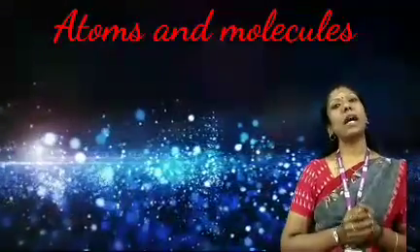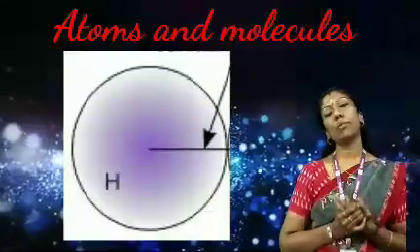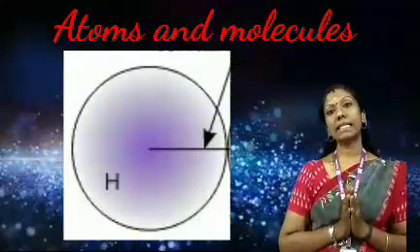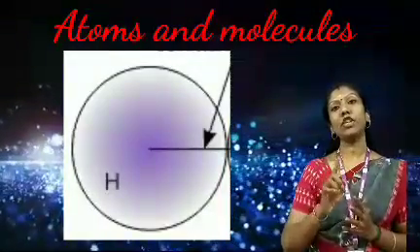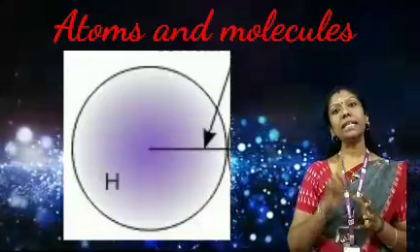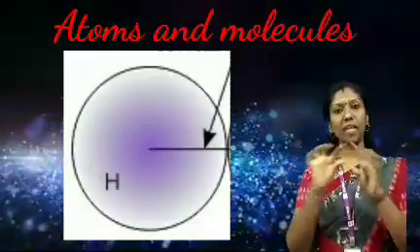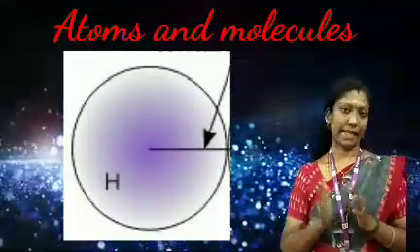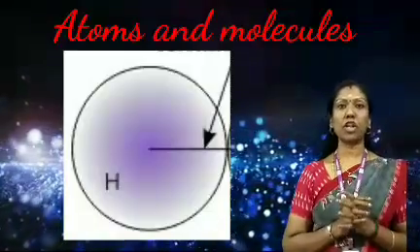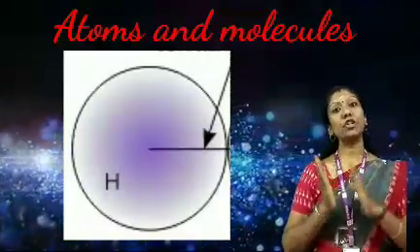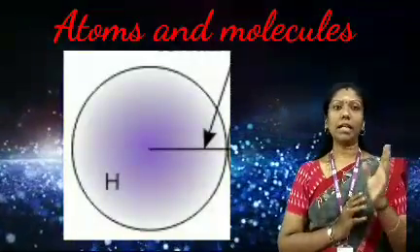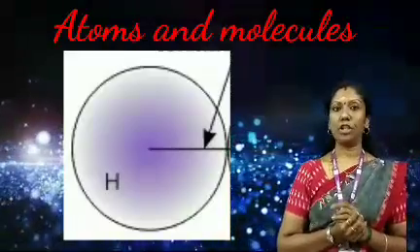The next one is atomic radius. What is atomic radius? Atomic radius is the distance from the center of the atom, that is the nucleus, to the last shell of the atom. That distance is the atomic radius. This atomic radius is measured in nanometers, that is 10 to the power of minus 9 meters. That is how atomic radius is measured.